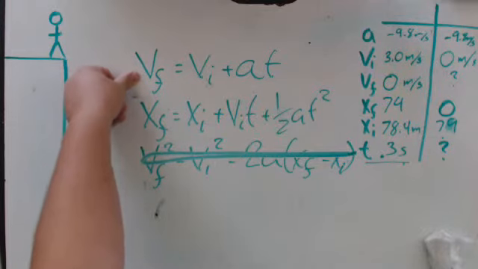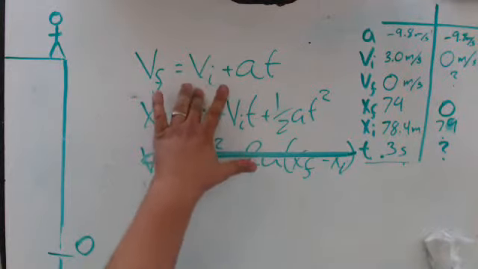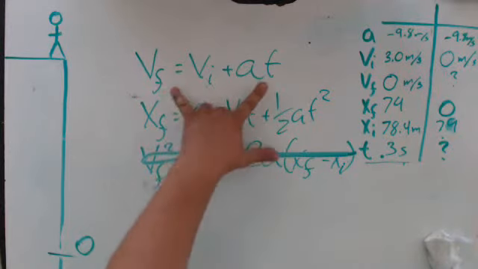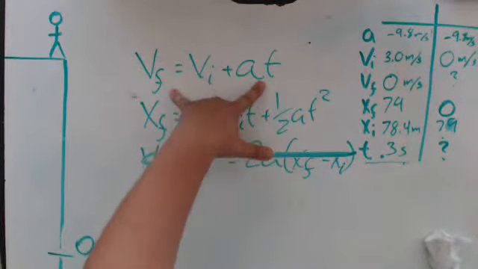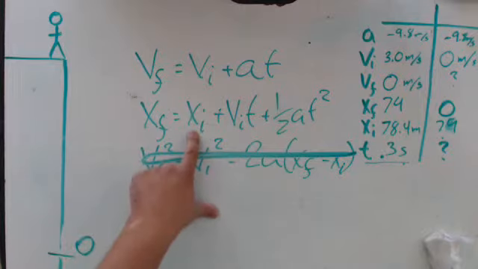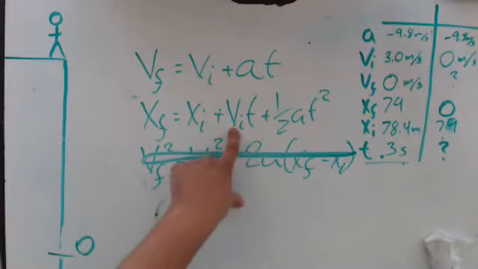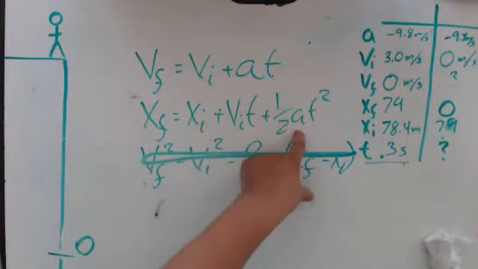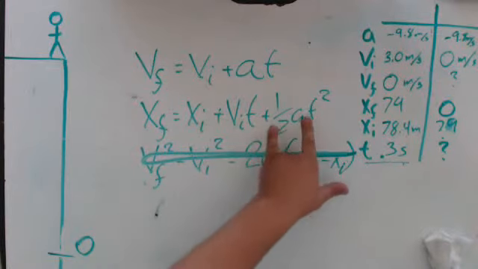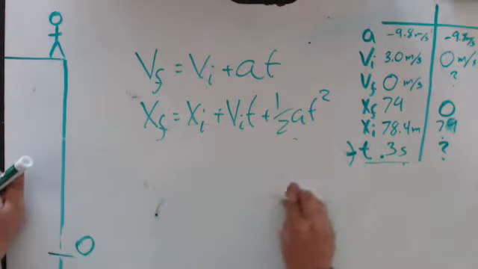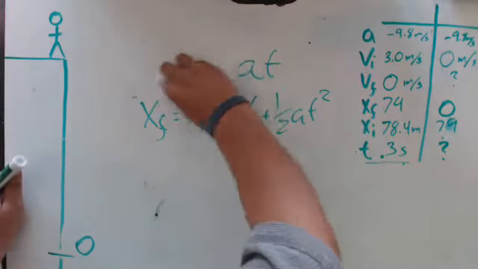So final velocity I don't know. Initial velocity I do know. Acceleration I do know. Time I don't know. So there's 2 variables in this equation, so it doesn't look like a good candidate for me. So let's look at this one. Final position I do know. Initial position I do know. Initial velocity I do know. Time I don't. Acceleration I do. So this looks like a great candidate. It looks like I'm going to get to use all 3 of my equations on this problem.